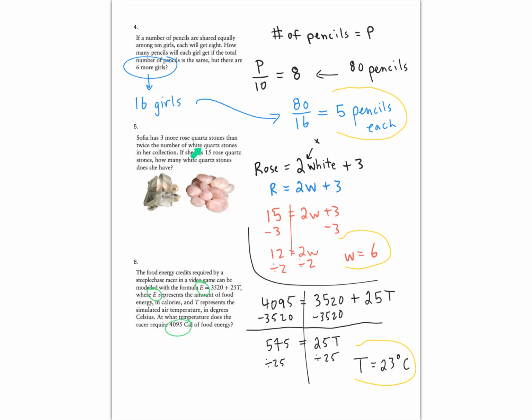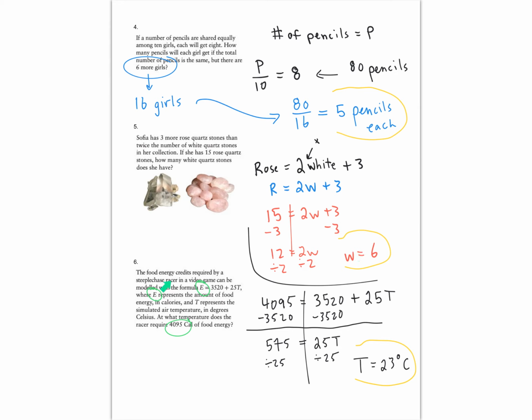Now, they told us how many rose quartz she has. She has 15. So instead of using R, we're just going to chuck in 15 because they told us that's how many she has. So this red equation here is the one we're going to solve. Okay. So if we do SADM, we've got addition and multiplication. So we're going to do subtraction first and then division. And you're going to get the number of white quartz she has is 6.